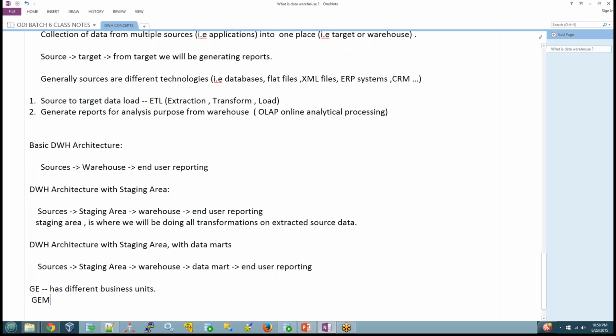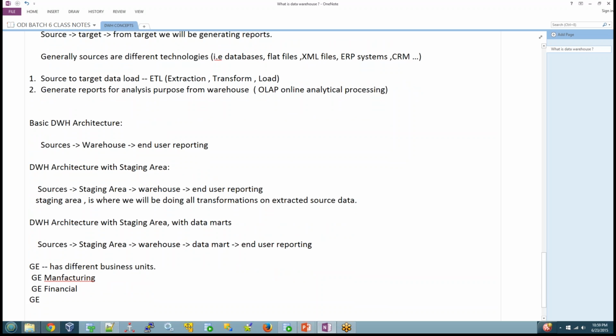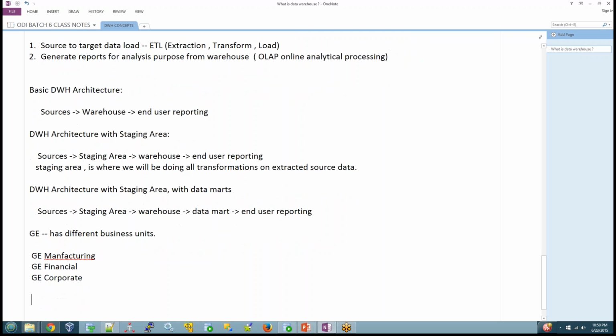For example, GE manufacturing, GE financial, and GE corporate. These are the three different business units. Now I have a warehouse called the GE warehouse. GE warehouse is my warehouse, and it's called an enterprise warehouse.